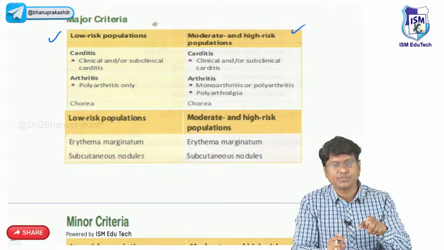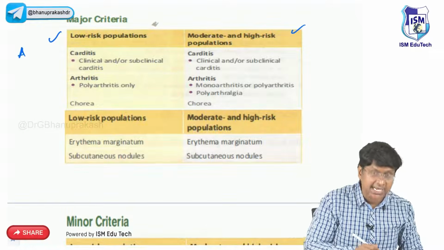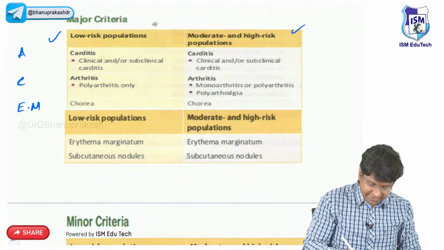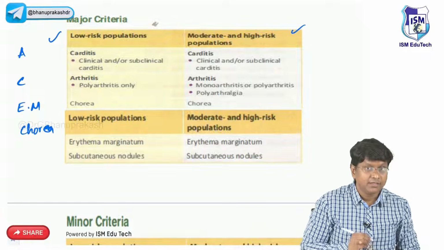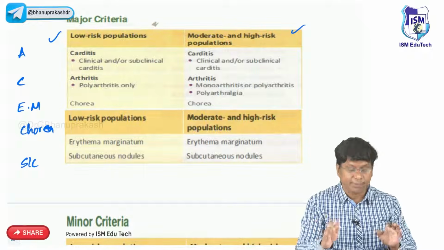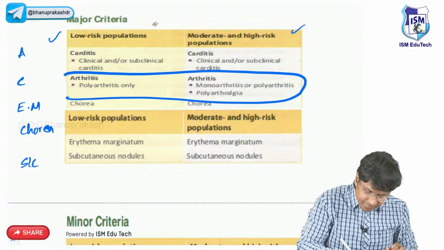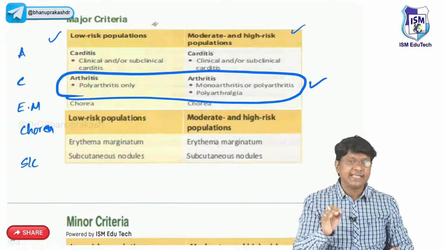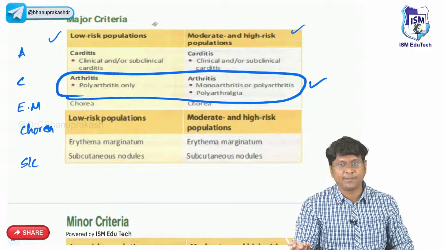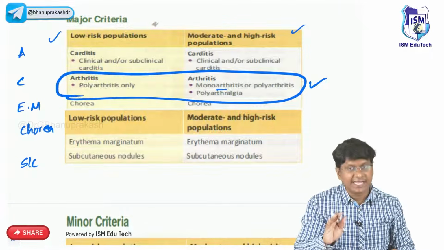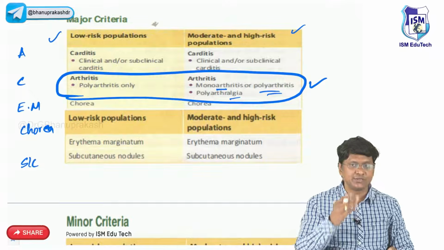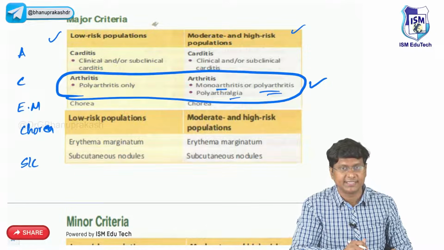In case of major manifestations, what all will be there? That is arthritis, carditis, erythema marginatum, then chorea, then subcutaneous nodules. All these will be there in low risk and high risk, but the point of difference is the joint involvement. In low risk, you should have polyarthritis only, whereas in moderate and high risk populations, either monoarthritis is sufficient to call it a major criterion, or polyarthritis or polyarthralgia is also sufficient to call it the high risk criterion.